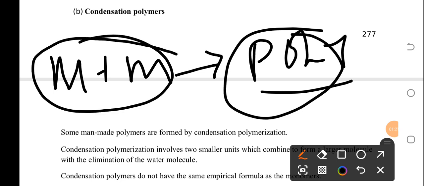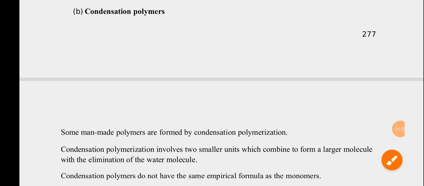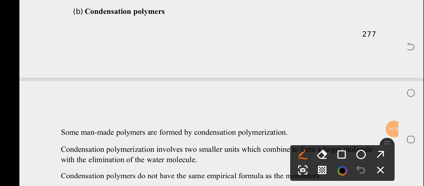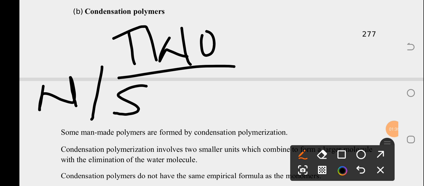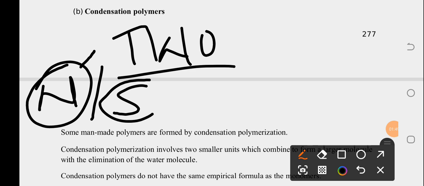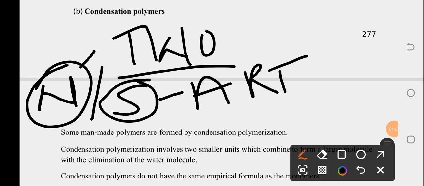So a polymer is the result of the combination of monomers. In the previous video we said that we've got two types of polymers. Number one, we've got natural polymers. Number two, we've got synthetic polymers, which are also called artificial polymers. Natural polymers are polymers which occur naturally. But synthetic polymers are man-made polymers. That's why they are even called artificial polymers.